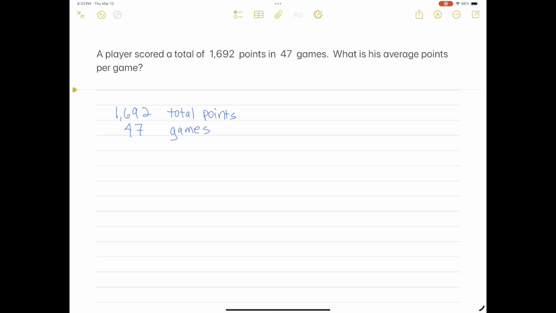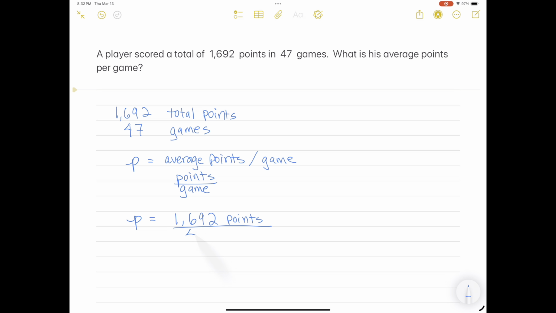So I will make P equal the average points per game, which I will write as average points slash game, which we can think of as average points divided by game, or points divided by game. So that would make the equation P equals 1,692 points divided by 47 games. The equation we have to solve would be 1,692 divided by 47. I write that equation on the side, giving myself plenty of space between each digit.